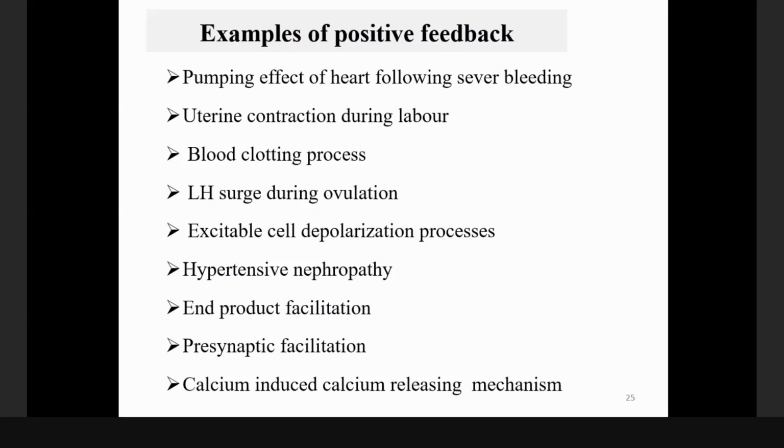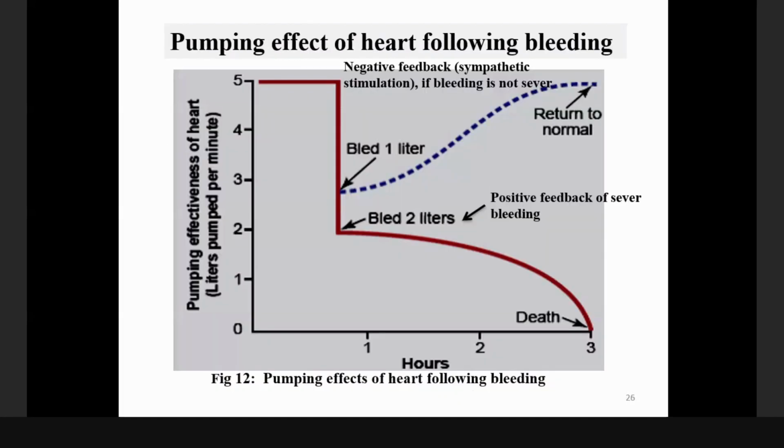Okay, presynaptic facilitation and the calcium-induced calcium releasing mechanism in your cardiovascular system or in your heart. You see this one in some other module. Anyways, these are some examples in the positive feedback homeostasis control system.